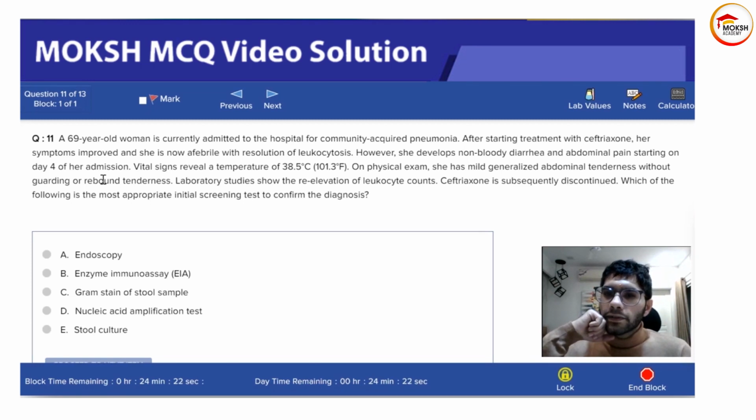On physical exam, she has mild generalized abdominal tenderness without guarding or rebound tenderness. Laboratory studies show a re-evaluation of leukocyte counts. Ceftriaxone is subsequently discontinued. Which of the following is the most appropriate initial screening to confirm the diagnosis?